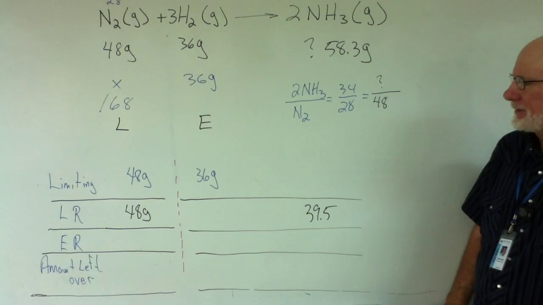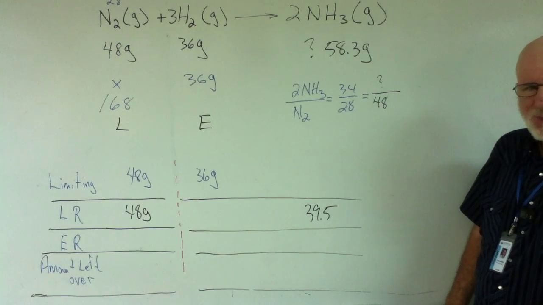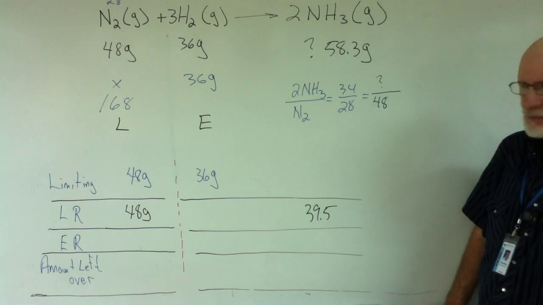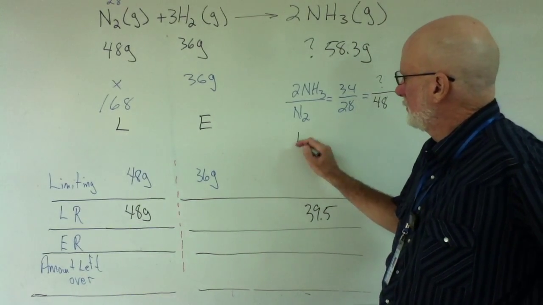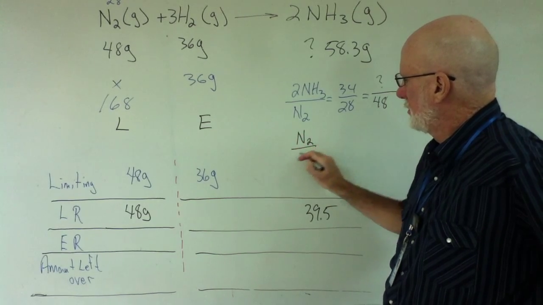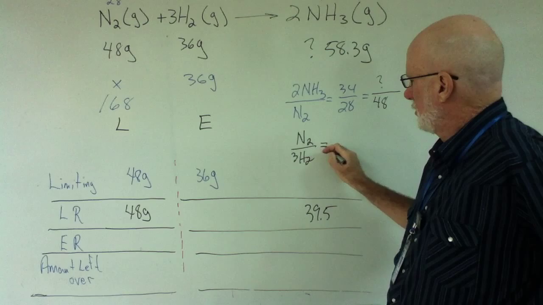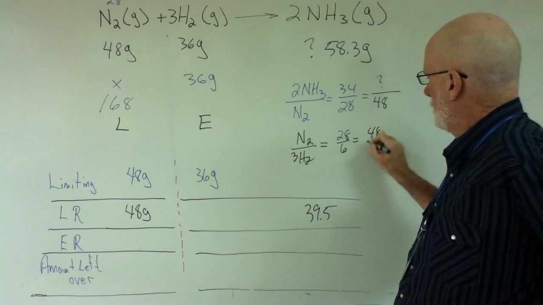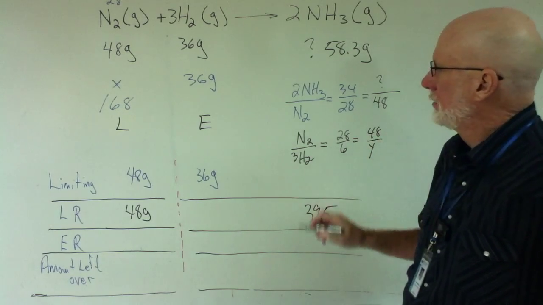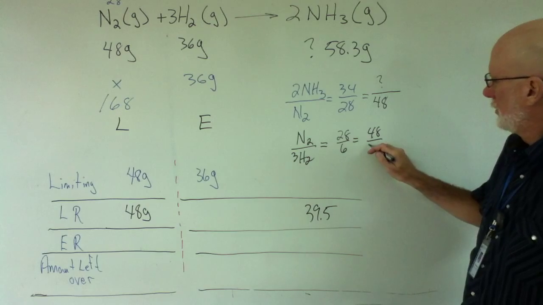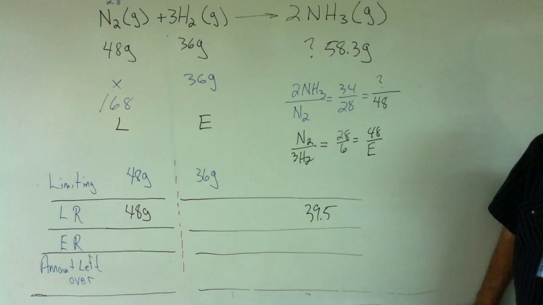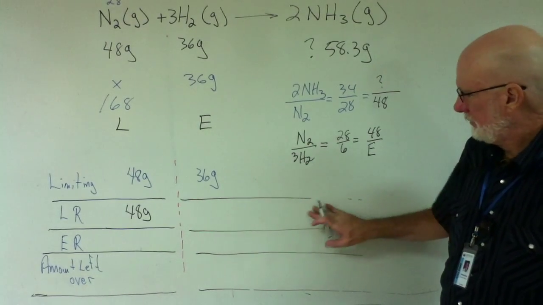Okay. So now what? What's excess? What am I comparing? Hydrogen and nitrogen. And that's going to be 28 over 6, 48 over, we'll call it y. You know what? We'll just call it e. We'll call it excess. Okay? And this is going to be 58.3.